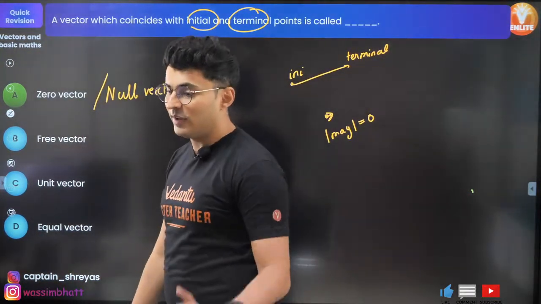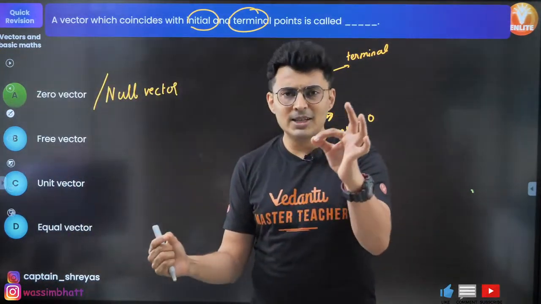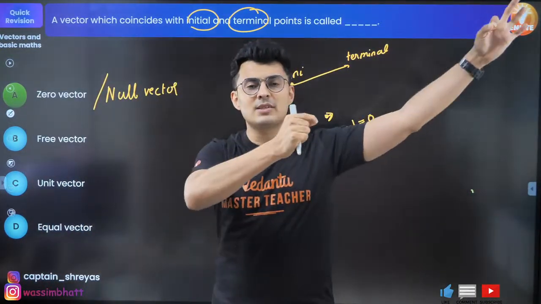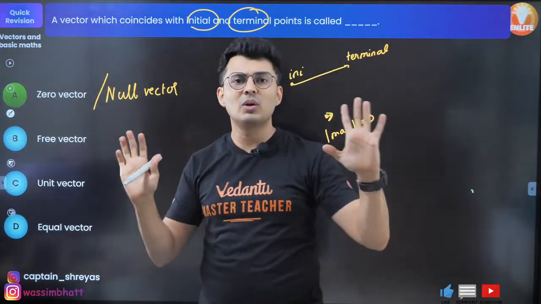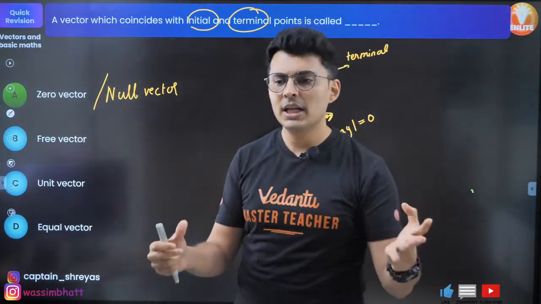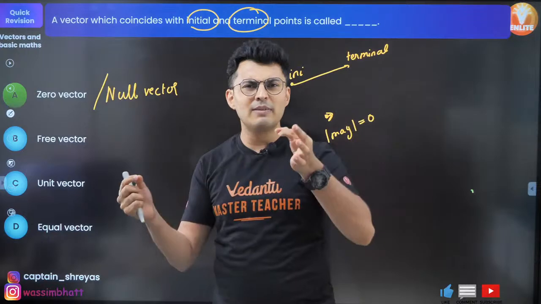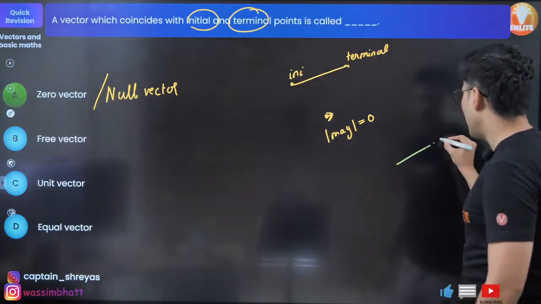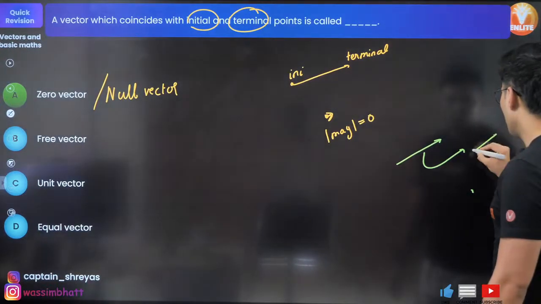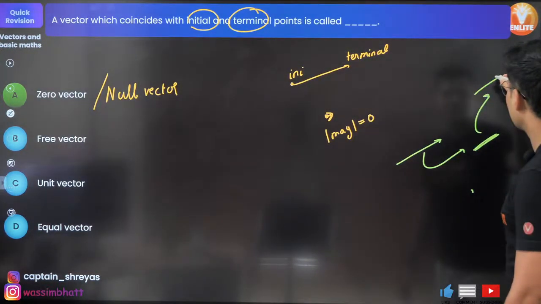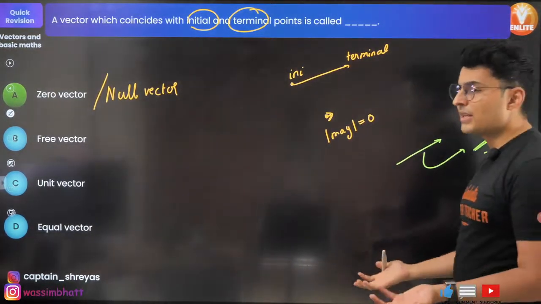What is the meaning of a free vector? A vector which can be slid freely in space without having to worry about its consequences is called a free vector. Let's say, for example, your velocity. You can slide the velocity as per your wish. You can take this velocity vector here and make it go like this, or take it here and slide it over here. So it's a free vector.